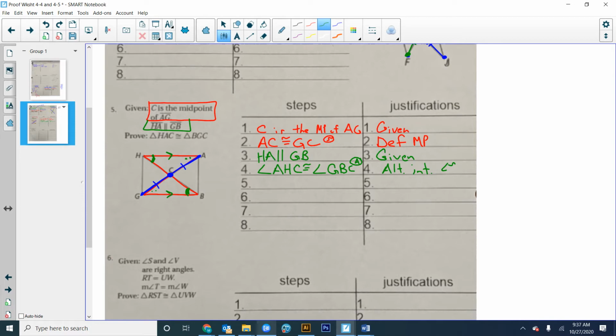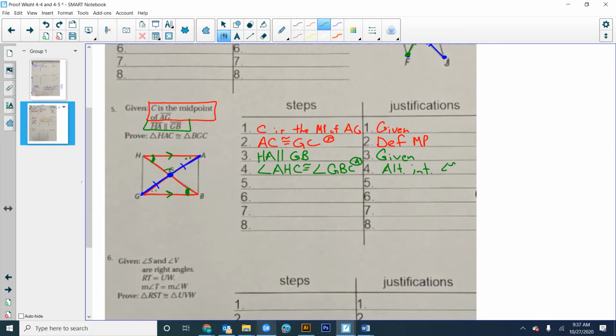So here are the two options. If you use the other pair of alternate interior angles, then you would have angle, angle, side, congruent to angle, angle, side. You would stop after AAS. You didn't even have to use vertical angles in that one. If you used both sets of alternate interior, are you with me?